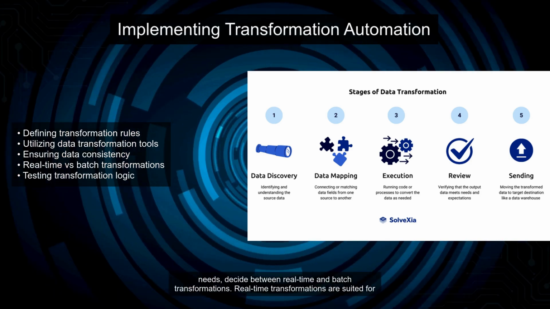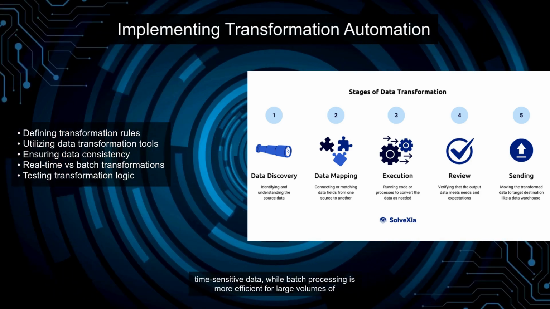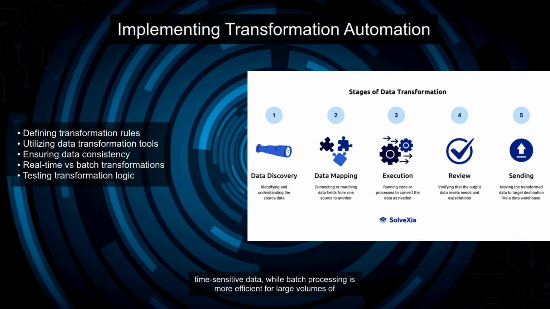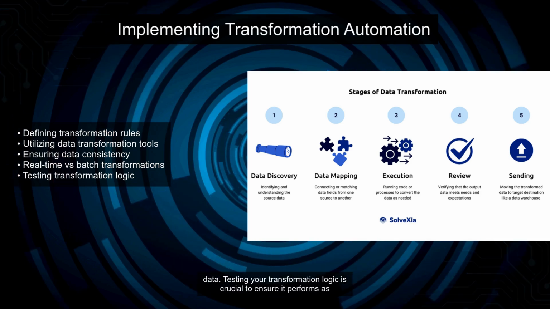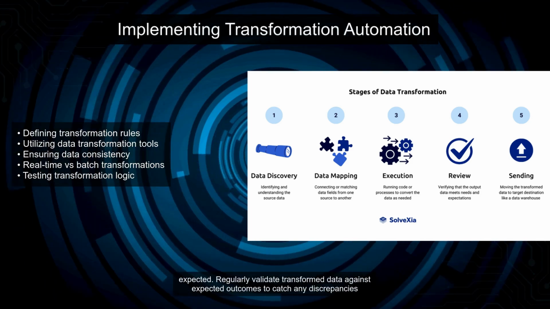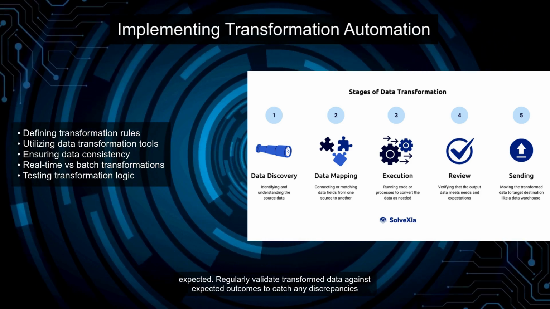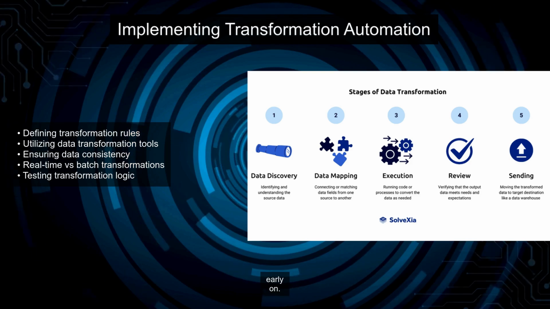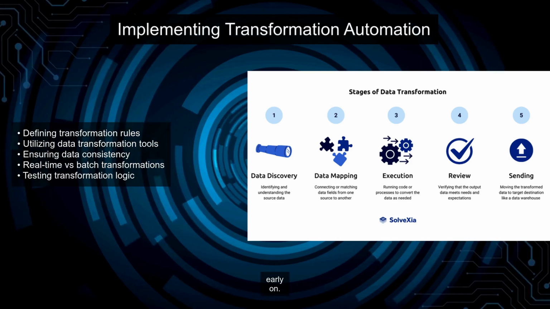Depending on your needs, decide between real-time and batch transformations. Real-time transformations are suited for time-sensitive data, while batch processing is more efficient for large volumes of data. Testing your transformation logic is crucial to ensure it performs as expected. Regularly validate transformed data against expected outcomes to catch any discrepancies early on.